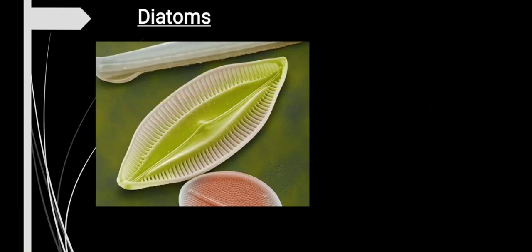So this is a picture of the diatoms. We can see the cell wall which has the silica. It is embedded with silica.